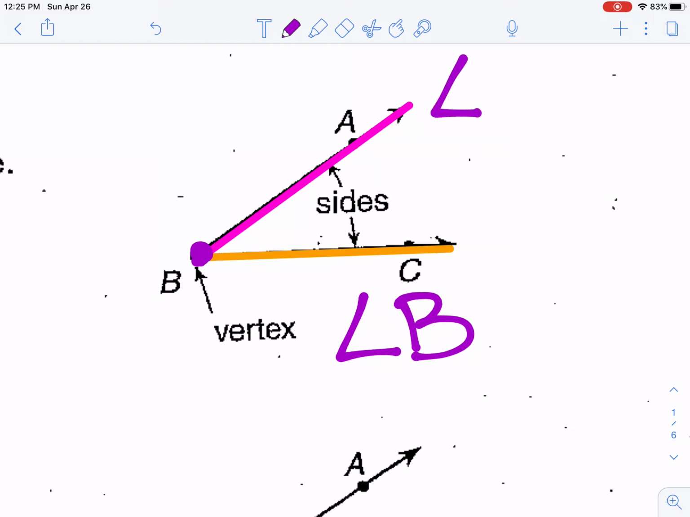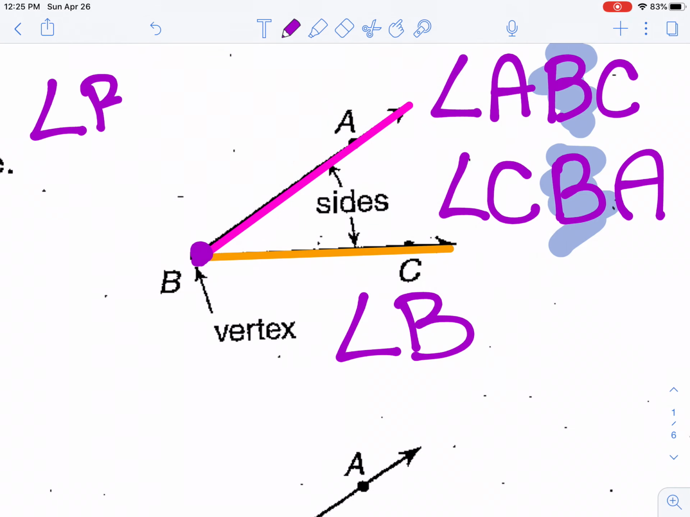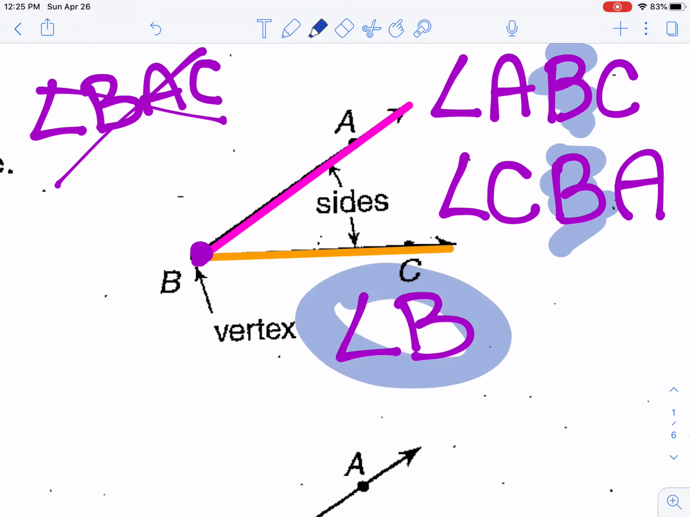I could also say this is angle ABC, or I could say this is angle CBA. Notice that B is in the middle when I name it this way, because it's the vertex and it has to be in the middle. So I could not name this angle BAC. That's not allowed. The easiest way, of course, to talk about it would just be to call it angle B because that is its vertex.